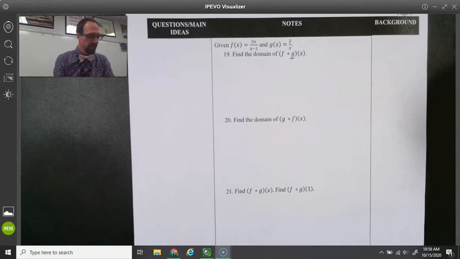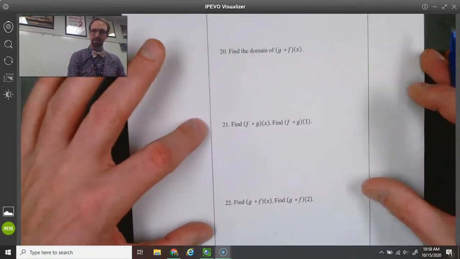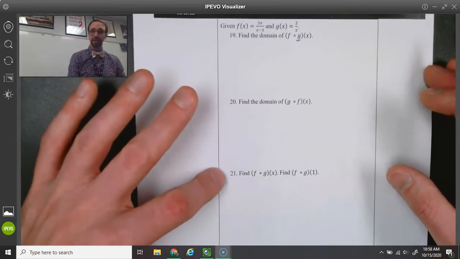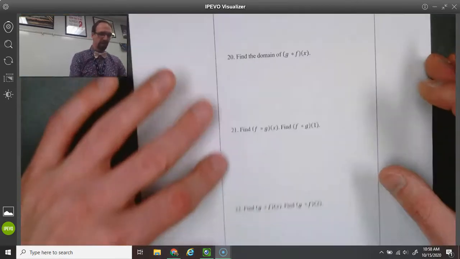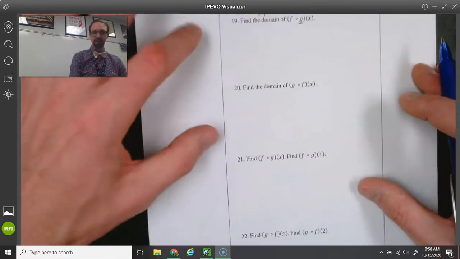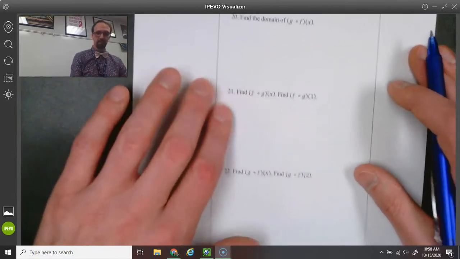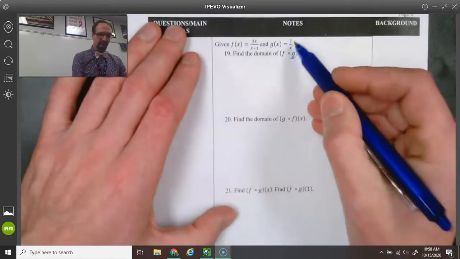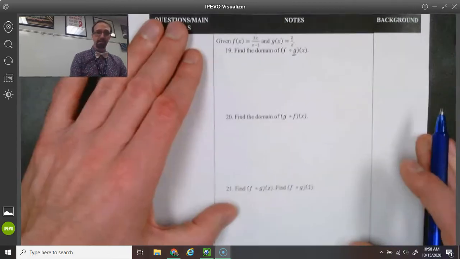So what I'm going to do is go through and do 21 and 22, finding this part first. Finding the composition, because we need the composition to find the domain. So we're going to, in effect, be doing 21 and 22 before 19 and 20. So I'll just jump down here, find f composed with g of x. Then we're going to take g of x, 2 over x, and substitute it wherever we see an x into the f of x.